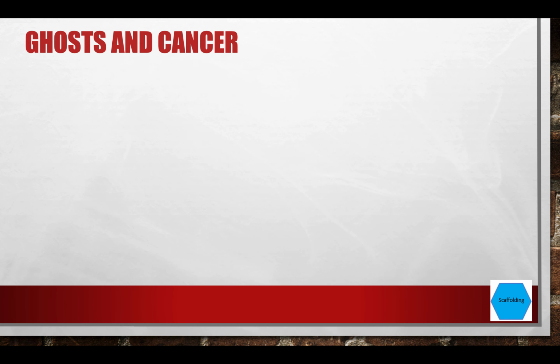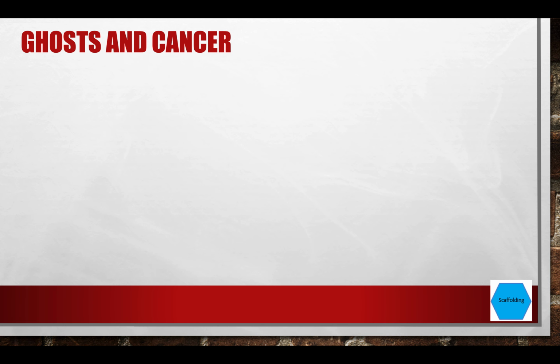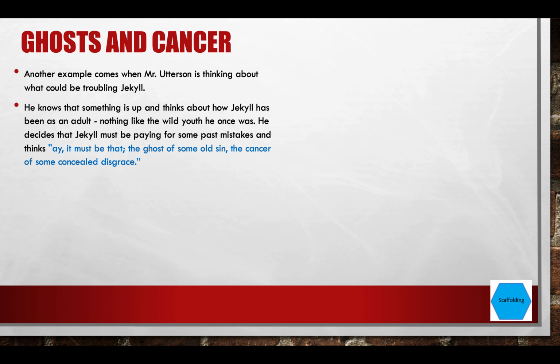All right, let's move on to ghosts and cancer then. So now let's take a look at a slightly more complicated example of personification. This one comes when Mr. Utterson is thinking about what could be troubling Jekyll. He knows that something is up and thinks about how Jekyll has been an adult, nothing like the wild youth he once was. He decides that Jekyll must be paying for some past mistakes and thinks, it must be that, the ghost of some old sin, the cancer of some concealed disgrace.